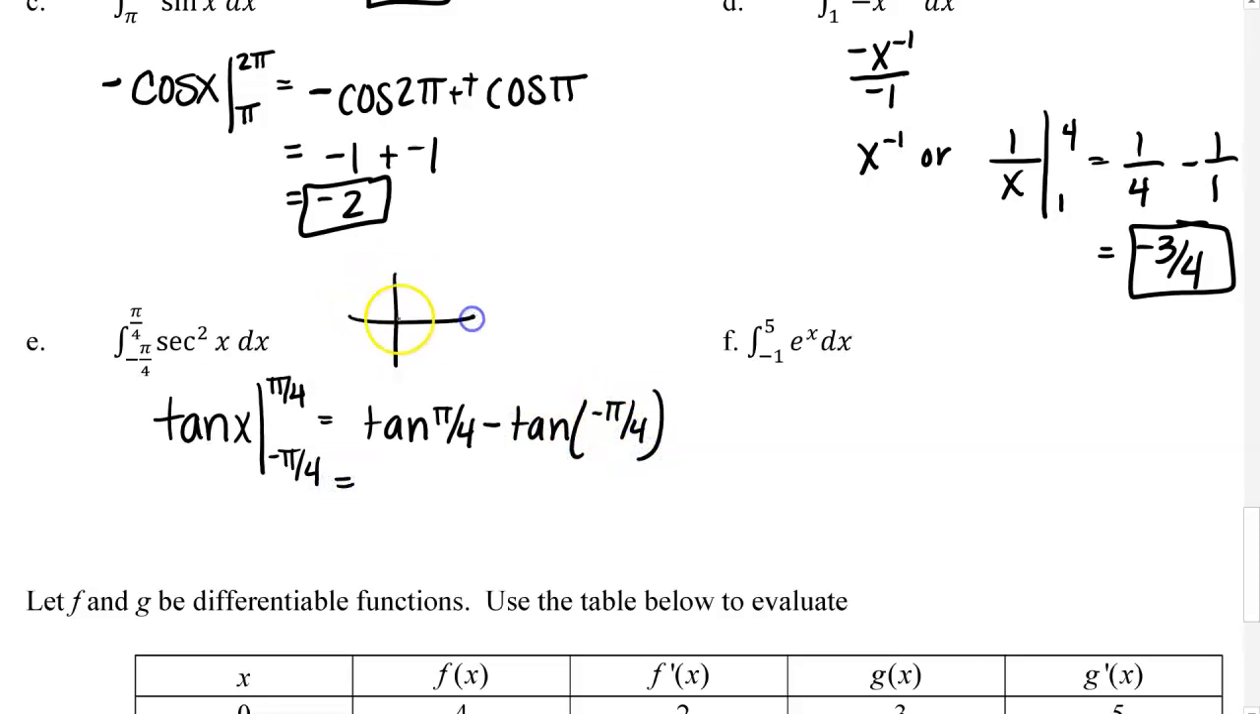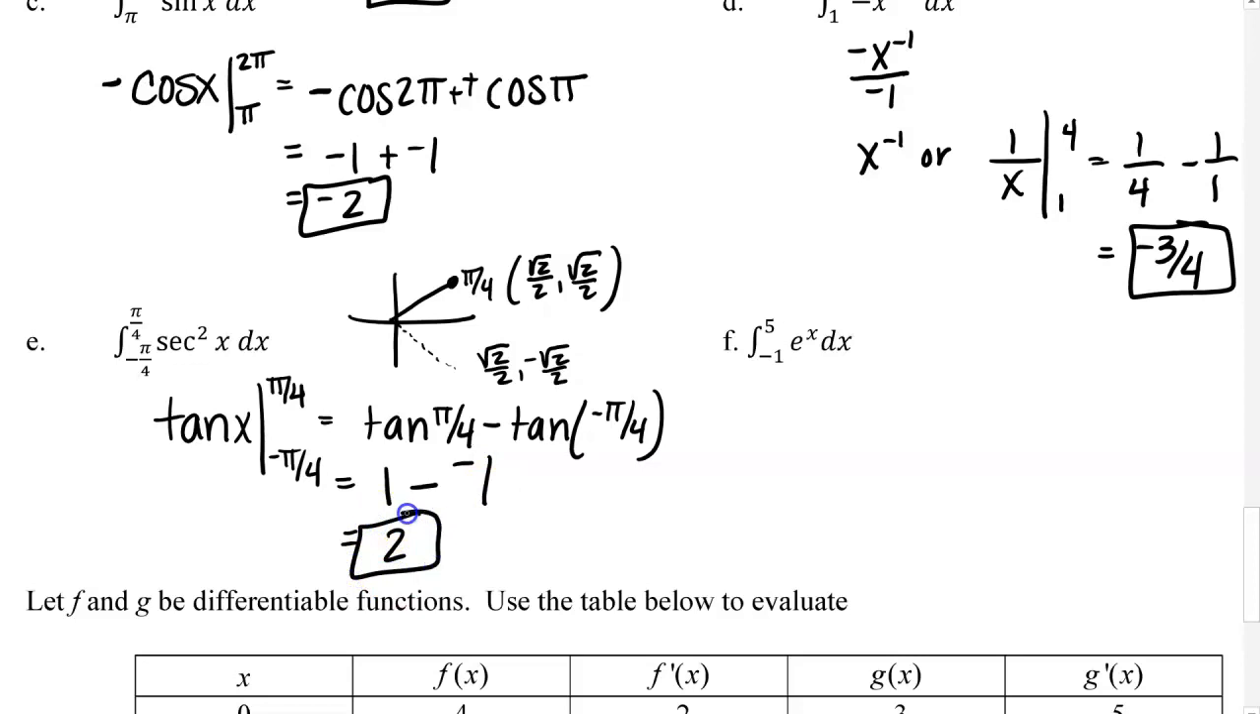Tangent of pi over 4 is over here in quadrant 1. Remember, this is pi over 4, root 2 over 2, comma, root 2 over 2. So if you put root 2 over 2 on top of root 2 over 2 as a fraction, you end up getting 1 minus. Tangent of negative pi over 4 is down here. So again, we have positive root 2 over 2 and negative root 2 over 2. So minus negative 1. We end up getting an answer of 2.